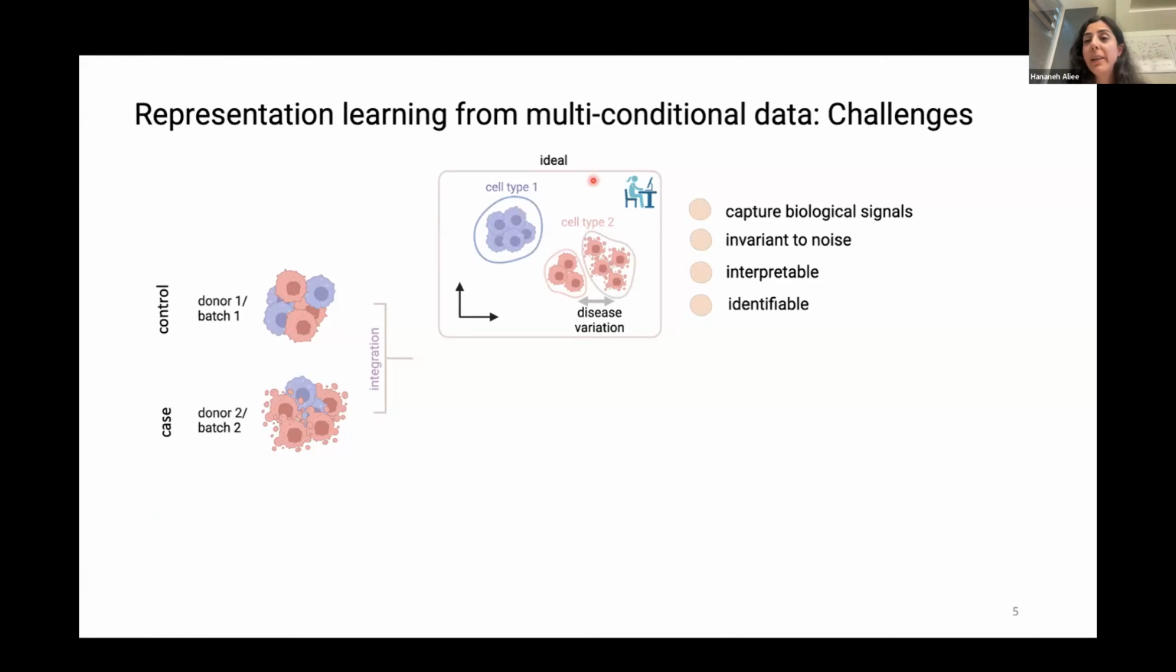So identifiability is also very important because if we run the model multiple times, we should get similar results, and this is quite important.